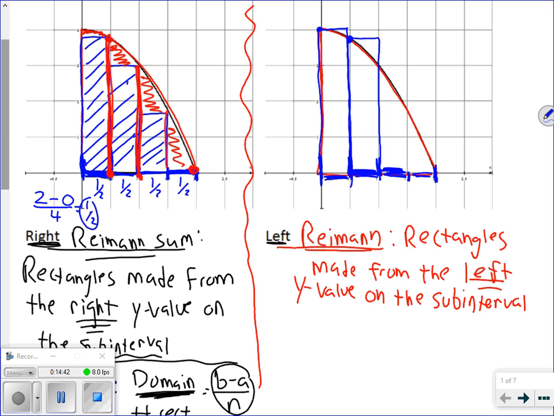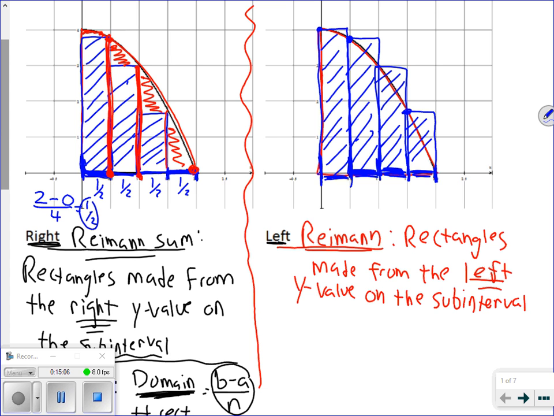Same thing for this one. If I'm drawing a rectangle, it's going to go up to the left y value and make a rectangle. And same thing for this last one. The left side is going to touch the function and make a rectangle. And now we're going to take the area of these four rectangles.